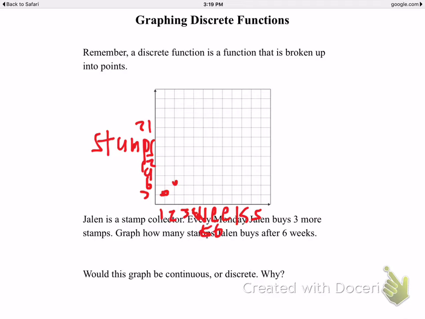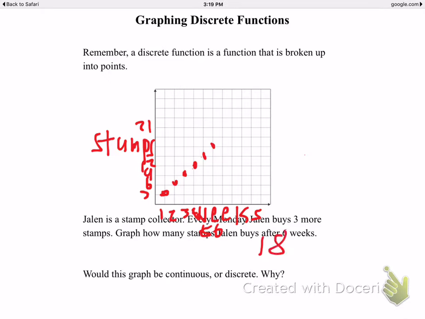So at the third week, we're going to go up to 9 stamps. On the fourth week, we're going to go up to 12 stamps. At the fifth week, we're going to go up to 15 stamps. Anyway, there should be a dot right there. And then on the 6th week, he's going to go up to 18 stamps. So as we see here, he's got 3, 6, 9, 12, 15, 18. So after 6 weeks, he's going to have 18 stamps.